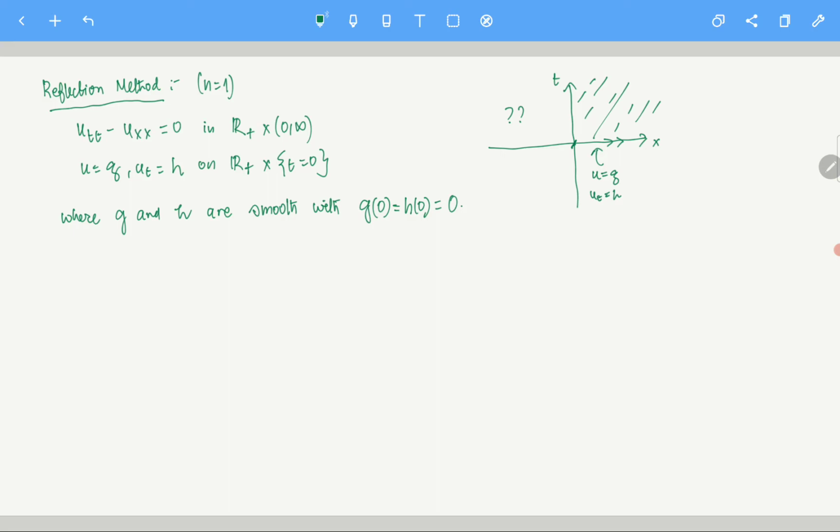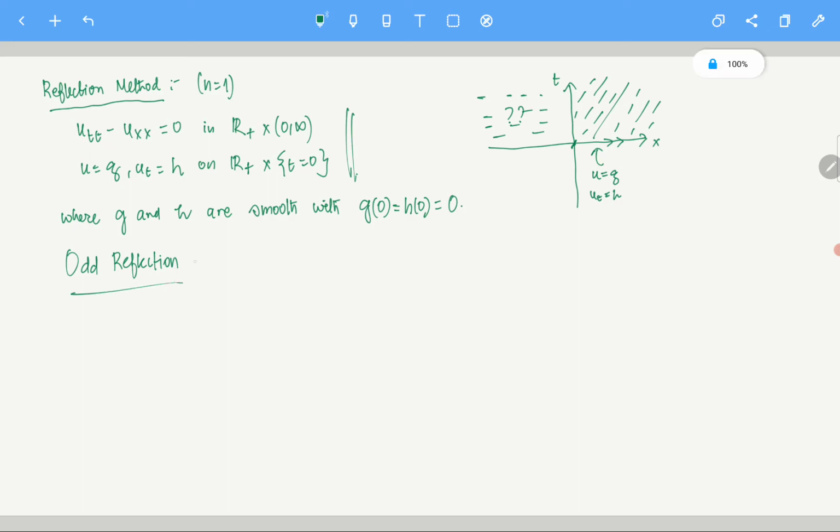Now, D'Alembert formula says that given an equation like this, you have a solution given by the D'Alembert formula, but in R cross 0 infinity. But here the information is given only on R plus, only in this part. So I have to somehow extend our problem to the whole domain, on this part also. Then we can use D'Alembert, right? How do we do it? We do it using something called an odd reflection.